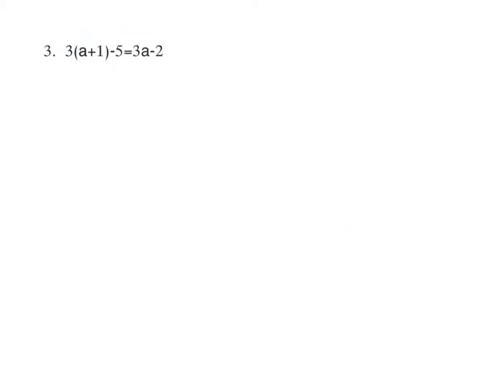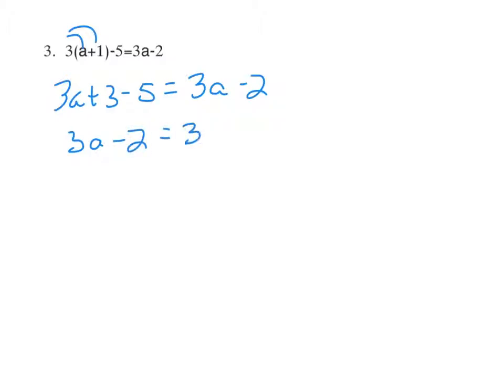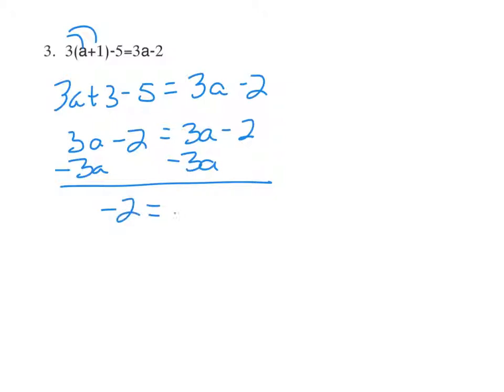Once again, we want to start off by distributing. So I've got 3a plus 3, copy down the minus 5, equals 3a minus 2. I can combine my like terms. 3 minus 5 is negative 2. And if I subtract 3a from both sides to get my variable on one side, I end up with negative 2 equals negative 2, which it does.